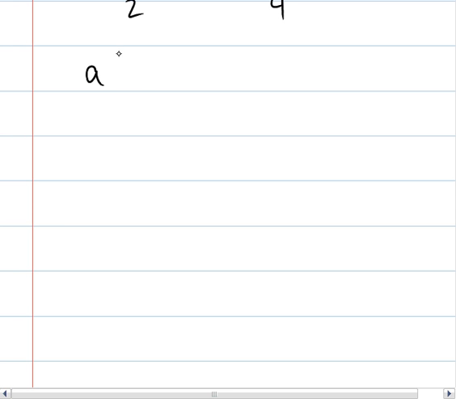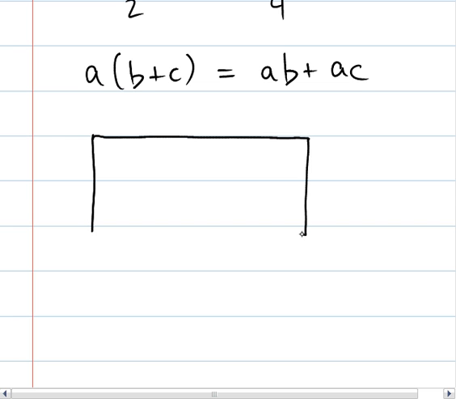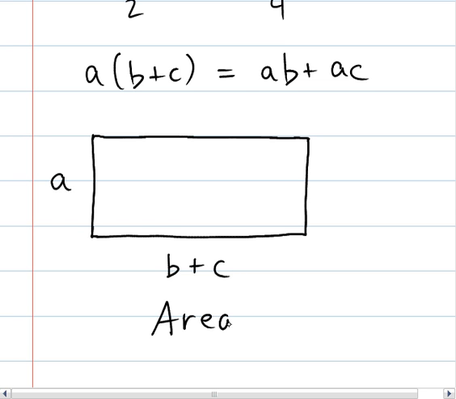If you looked at A times (B plus C) again, and you assume for the moment that A, B, and C are all positive real numbers, then you can explain this equation by looking at this picture. Draw a rectangle where the height is A and the base is B plus C. Well, if we were trying to find the area of this rectangle, we could take this height A and multiply it by the base B plus C, and this is what we would get. That would be the area.